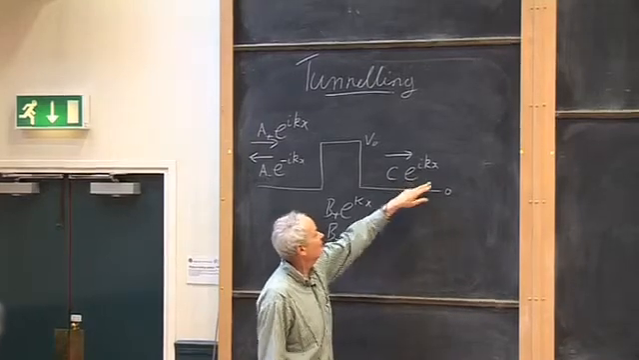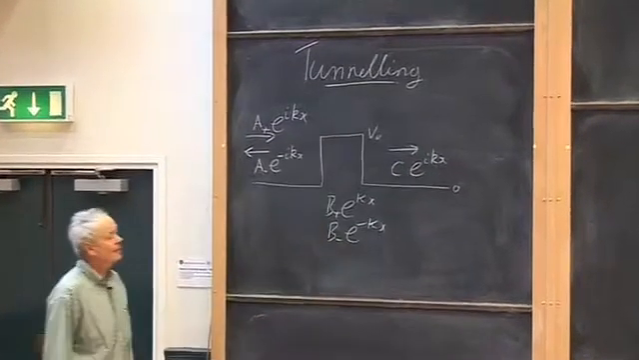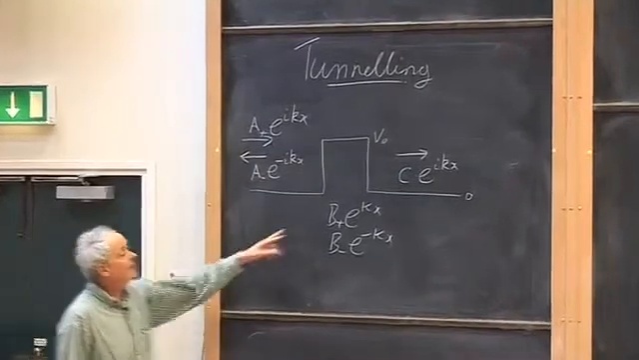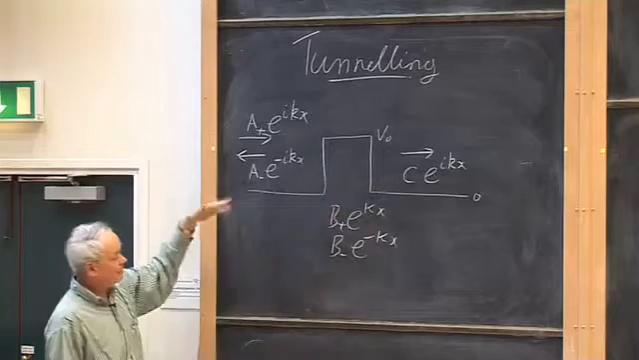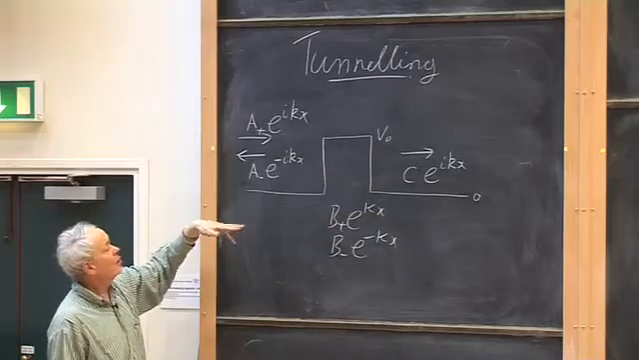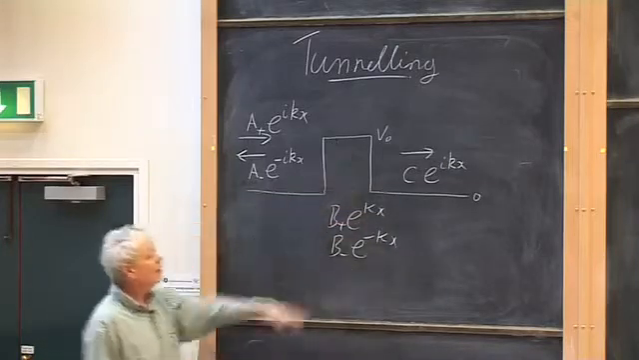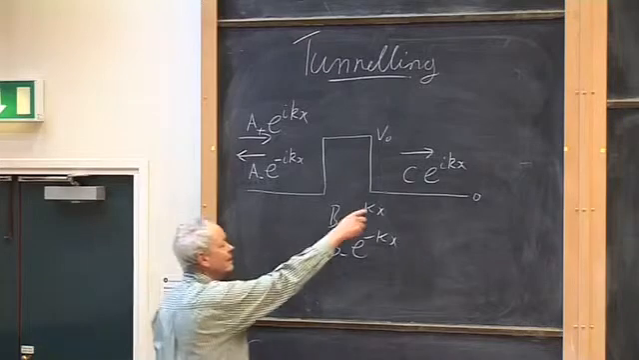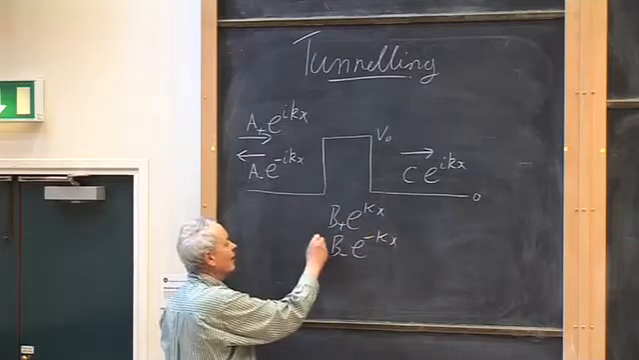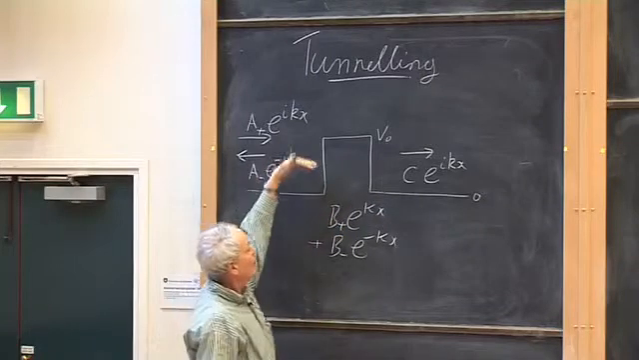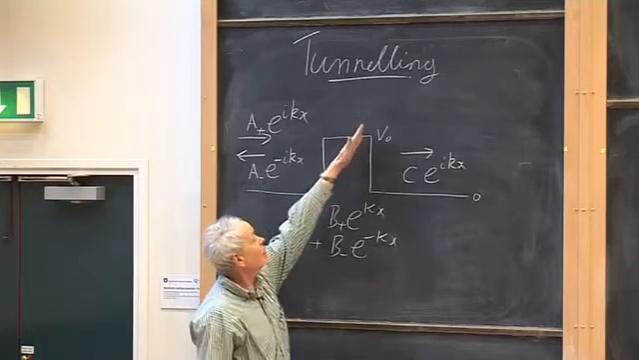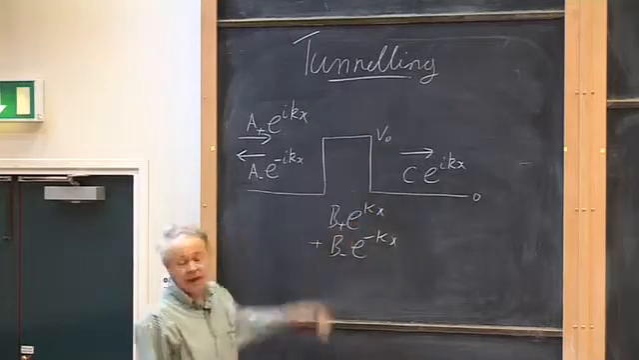We say the trial solution should look like C, with some unknown constant C, e to the ikx. And then within the barrier, because we're going to look for solutions at energies lower than V0, we're going to have B plus e to the kappa x plus B minus e to the minus kappa x. The trial solution will be a combination of an exponential growth and an exponential decay.